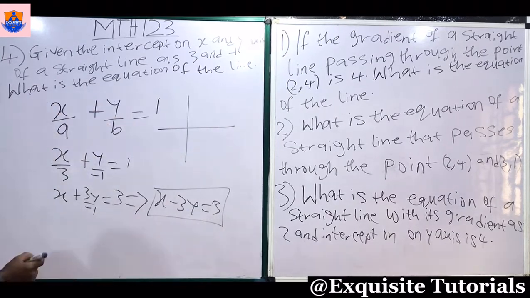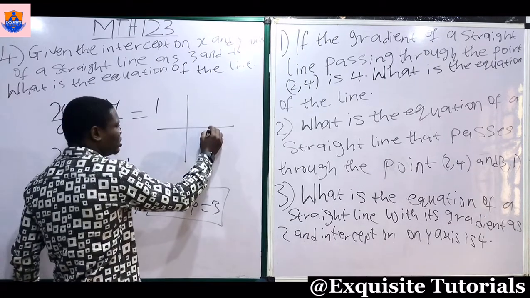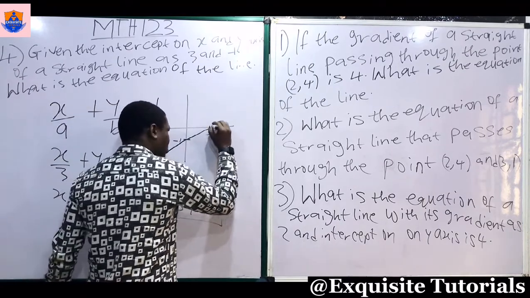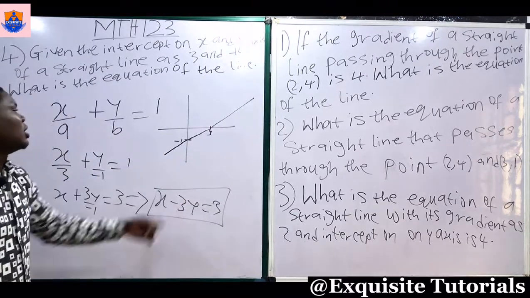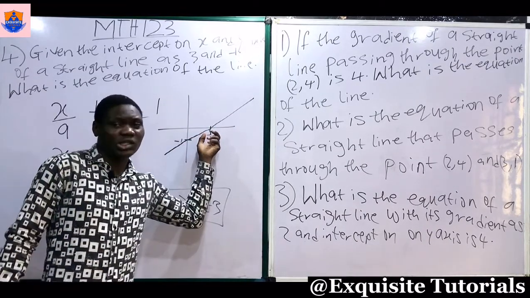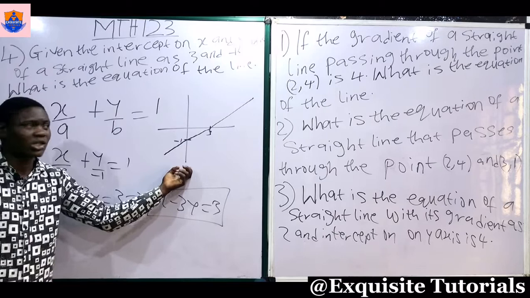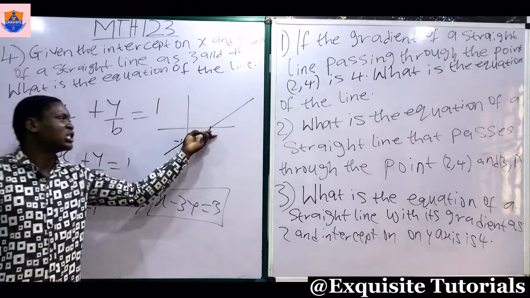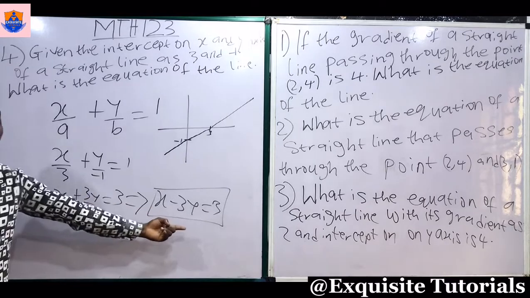You'll be given a straight line that touches the x-axis at point 3 and touches the y-axis at point minus 1. Then you'll be asked, what is the equation of this straight line? Easy. At the point where it touches the x-axis, y is 0, which means this is the intercept on the x-axis. At the point where it touches the y-axis, x is 0, which means it is the intercept on the y-axis. So even if you are given it in this form, it's easy. The intercept on the x-axis is 3 and the intercept on the y-axis is minus 1. The same procedure, you end up getting the equation of the straight line.